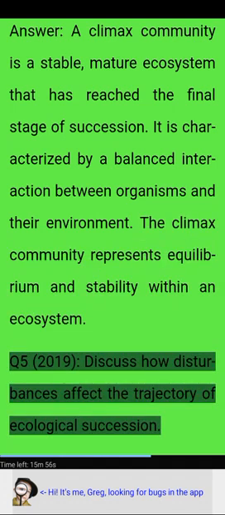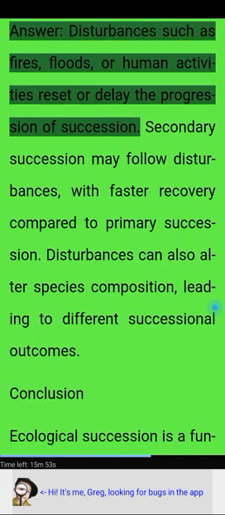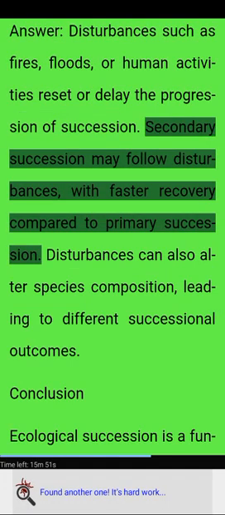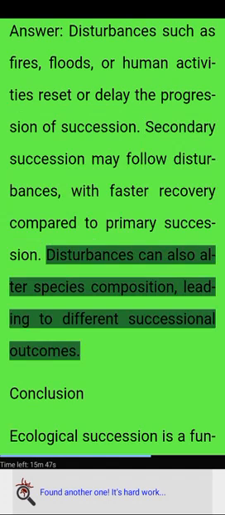Q5 2019. Discuss how disturbances affect the trajectory of ecological succession. Answer. Disturbances such as fires, floods, or human activities reset or delay the progression of succession. Secondary succession may follow disturbances, with faster recovery compared to primary succession. Disturbances can also alter species composition, leading to different successional outcomes.